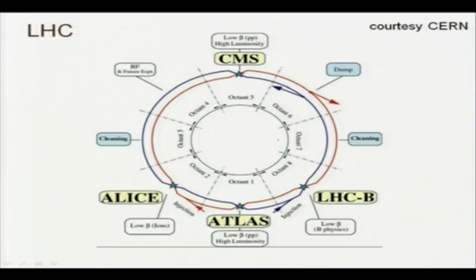And there are two other ones. One is the Alice collision point and detector, and the other is called the LHC-B collider or experiment. This way, the blue is one beam of protons, the red is the other beam of protons, and then they are collided at different special points, which are mentioned here.